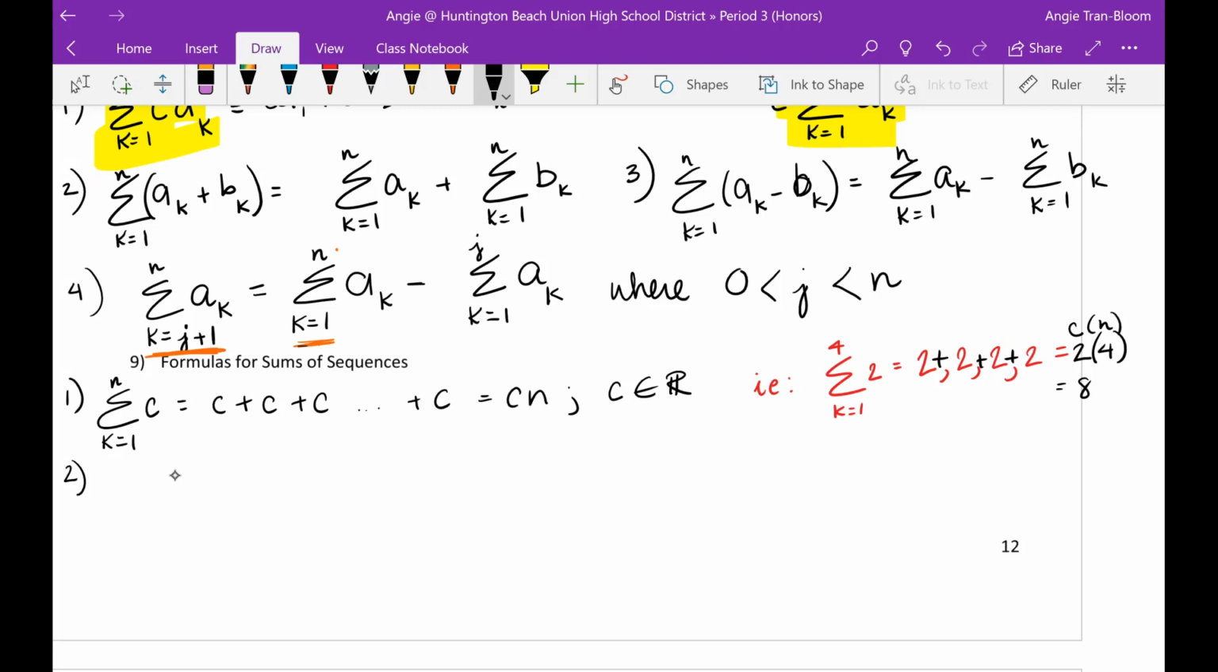All right, next. I have a summation starting at 1 to the nth, and I have k. So when k is 1, then my first term would be 1. When k is 2, then my next term would be 2. When k is 3, then it's 3. And so on until its nth term, right?